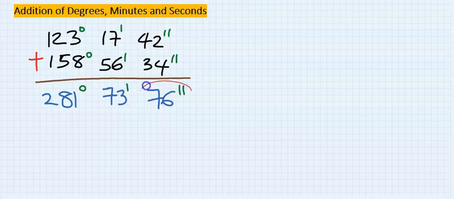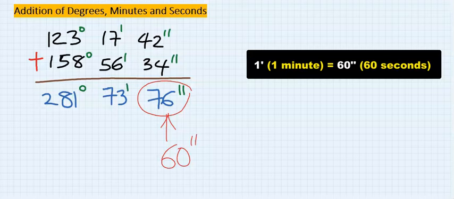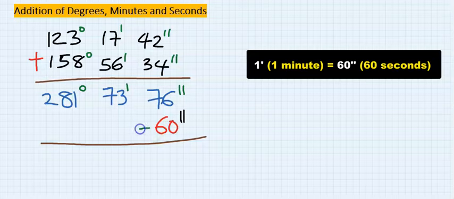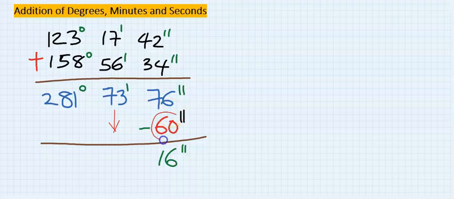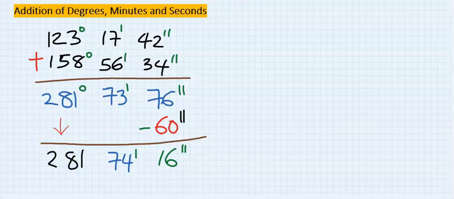Next, let's consider the seconds side. This is greater than 60 seconds. Hence, we are going to subtract 60 from 76. If you subtract this, you will get 16 seconds. Next, in trying to bring 73 down, I will add these 60 seconds I subtracted here. And as it's coming down, it's going to become 74 minutes. And this will just come down to become 281, unchanged.